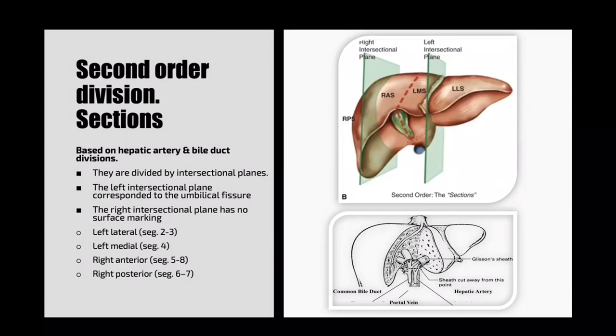Second-order division divides the liver into sections based on points of the division of the hepatic artery and the biliary tree. The liver is further divided by the intersectional planes: the left one, which corresponds to the umbilical fissure, and the right one, which has no surface marking. As a result, the liver will be divided into a left lateral section, left medial section, right anterior section, and a right posterior section.